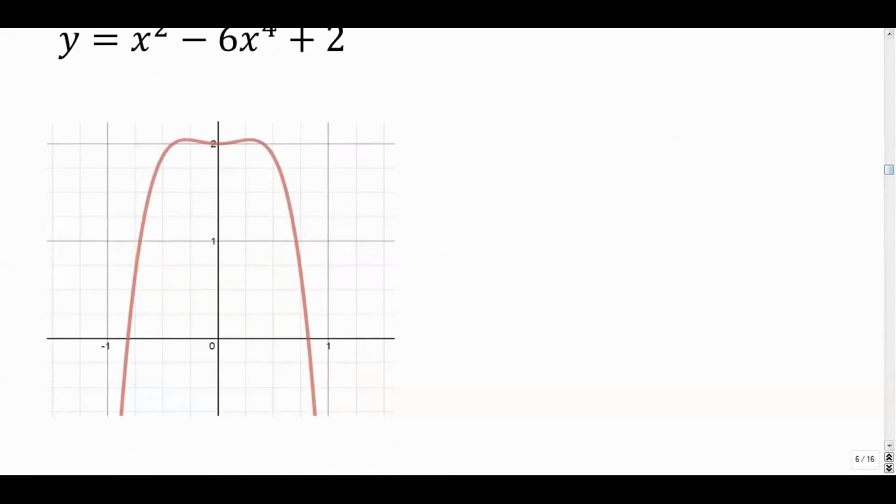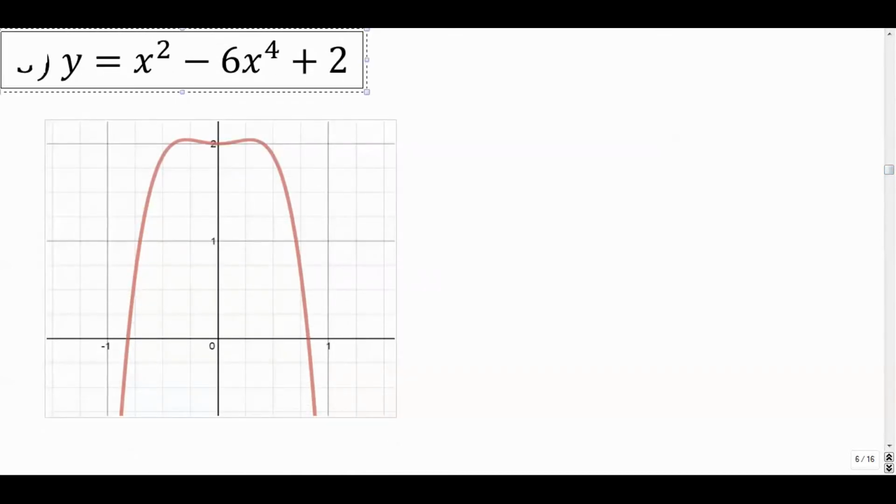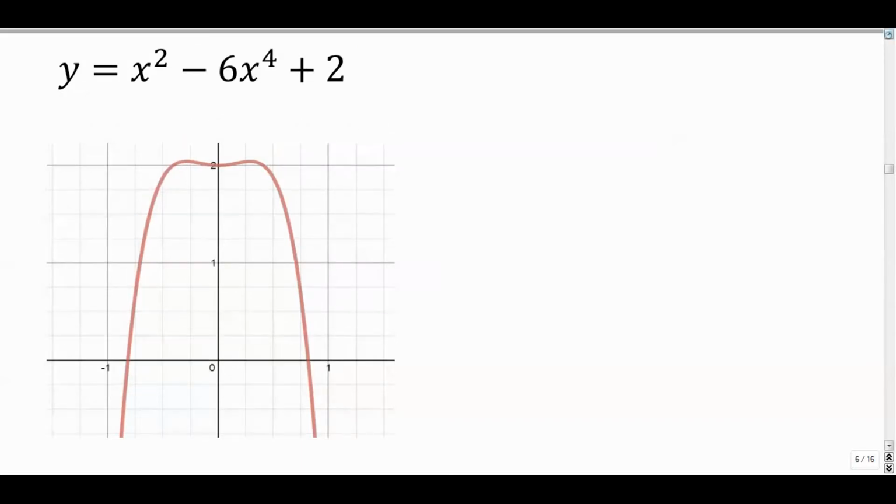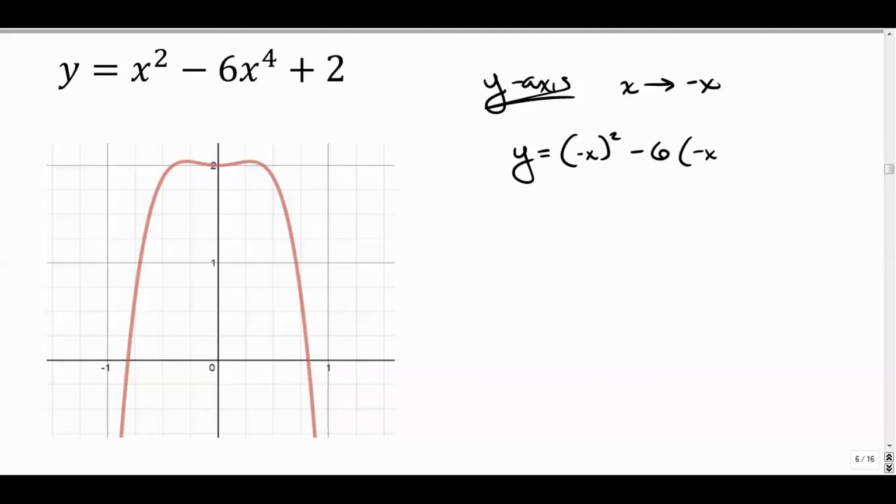This one I already graphed. You can see that I have a sneaking suspicion that it has, excuse me, it has y-axis symmetry. So I'm going to test that. So I'm going to replace all my x's with negative x's and see if everything fits together.